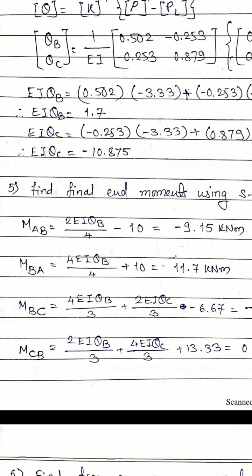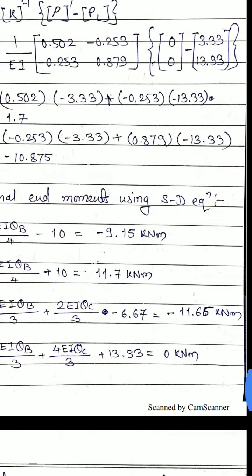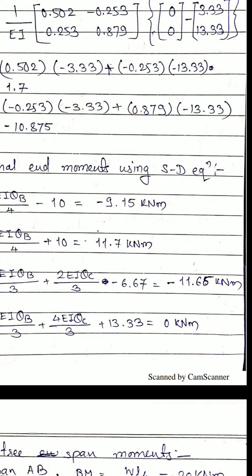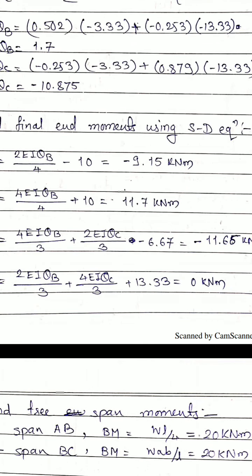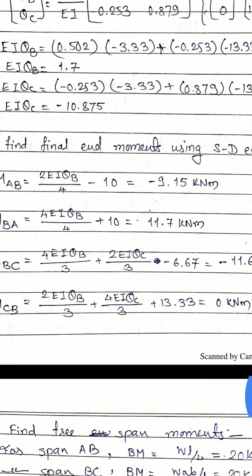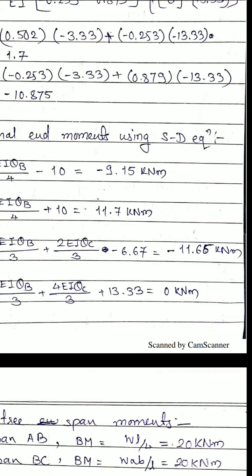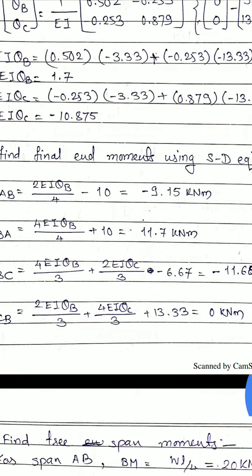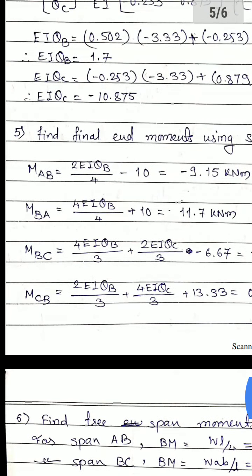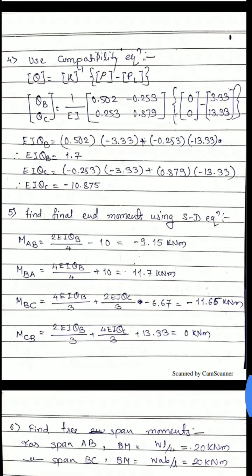Likewise, MAB comes out to be minus 9.115, MBA comes out to be 11.7, MBC comes out to be minus 11.66, and the last one, MCB, will be equal to 0. So here you can see MBA plus MBC. If you add these two values, that will be simply 0.04, which will be treated as 0. That means this joint B is in an equilibrium condition. Okay, so this is your check. You can take the check from this: MBA has to be equal to MBC, only the sign has to be changed.